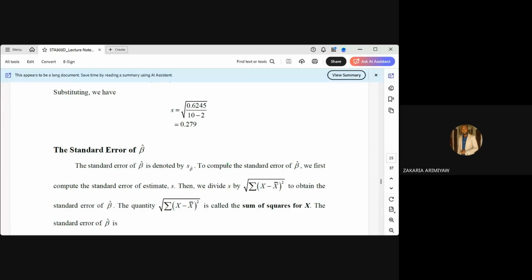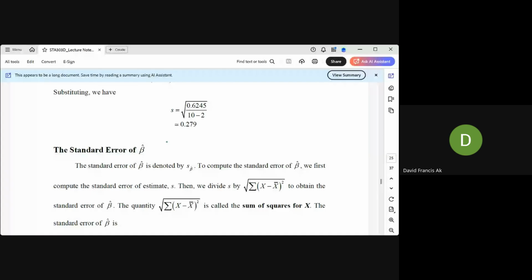After we have done the substitution, we evaluate and we are getting 0.279 as the standard error of estimate. David, your hand is up.